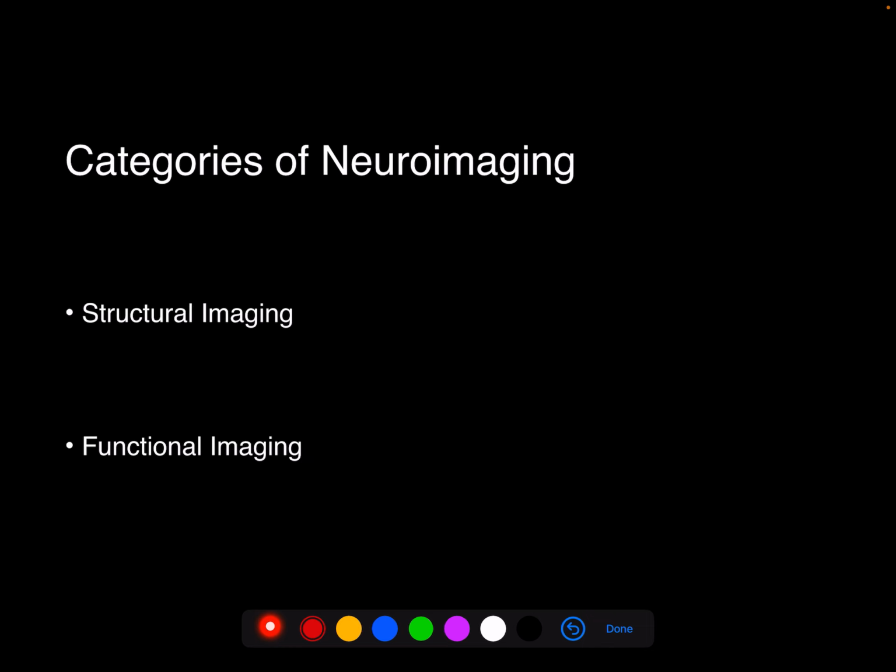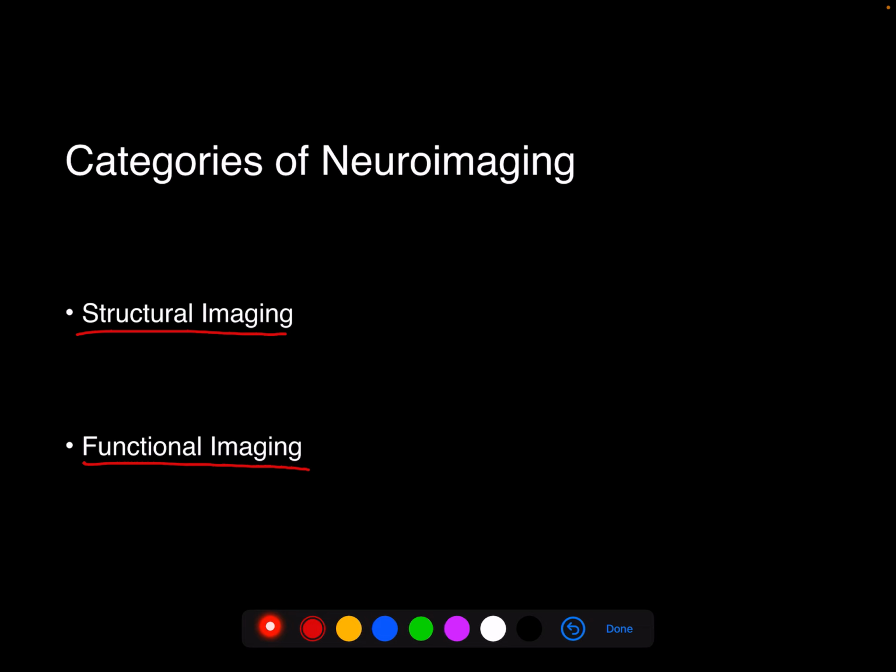Now, in terms of neuroimaging, there are two major categories. The first is structural imaging, and the second is functional imaging. Each of these answers a different but very important question depending on the research question that you are asking.